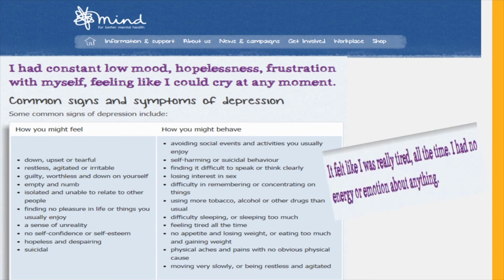So now what we're going to have a look at is what Mind suggests are the major symptoms of depression. There are absolutely loads of them, and you're not expected to know all of them for your exam. Some overarching things that people say about being depressed are what I've got on the screen at the moment. So a constant low mood, hopelessness, frustration, so getting angry with yourself that you can't get yourself out of that rut, and feeling like you could cry at any moment. Also, people with depression regularly report that they feel really tired all of the time, and that they also just don't feel anything.